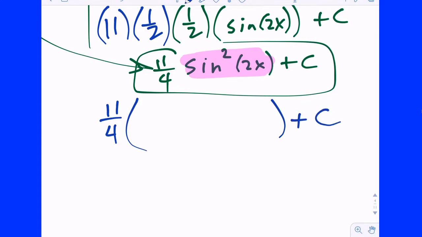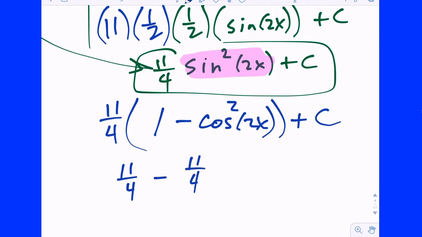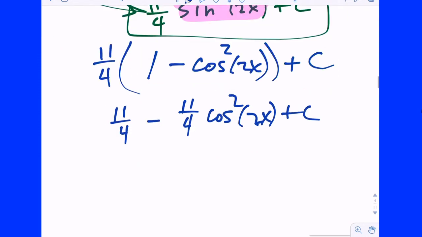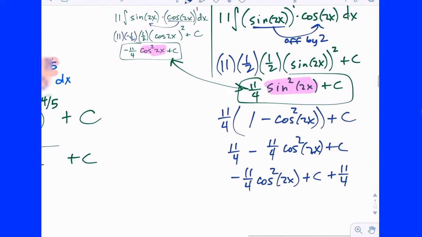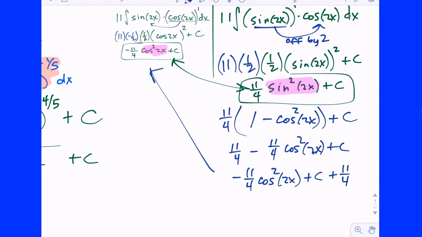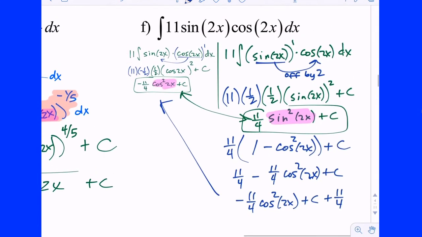Sine squared is the same as 1 minus cosine squared of 2x. And if I distribute, I get 11/4 minus 11/4 cosine squared of 2x plus c, which then becomes negative 11/4 times cosine squared of 2x plus c plus 11/4. And if you compare that with this one over here, now they only differ by what? A constant, 11/4. Cool. So both answers are correct.